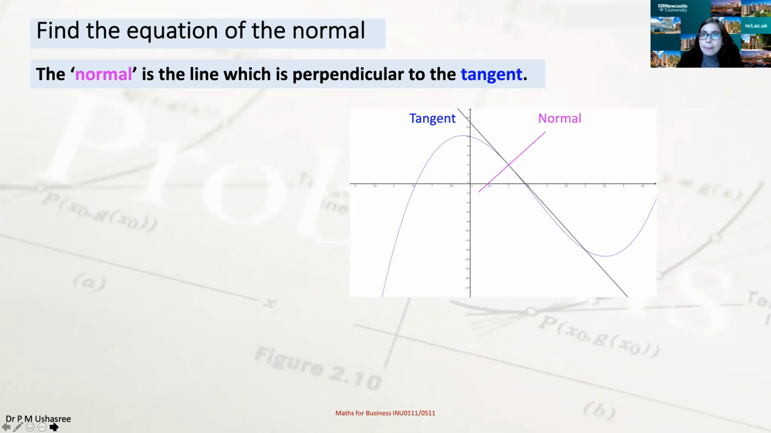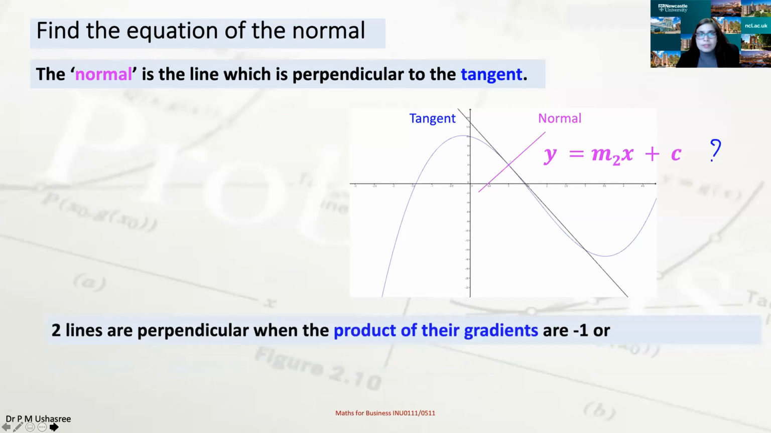Okay, and that means our question is, what is the equation of this normal? This is what we have to find. So here we need to remember one condition. When two lines, for example the tangent and normal, are perpendicular to each other, the product of their gradients is minus 1.